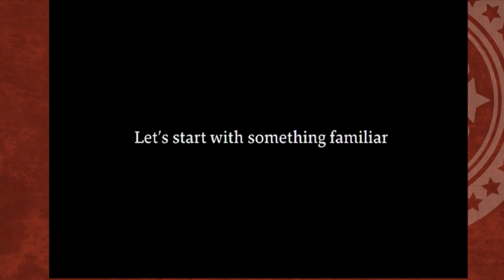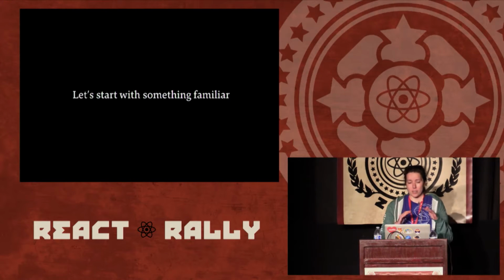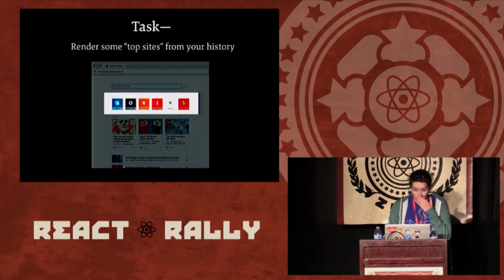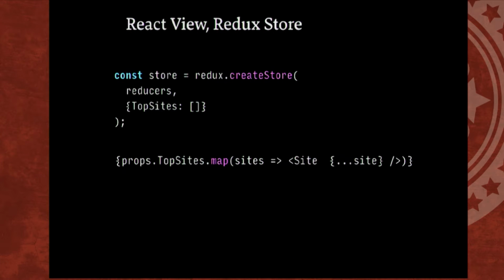Okay. But before we talk about some of the better ways to handle this complexity, let's start with a model of concurrency that we're already familiar with. So we're going to start with a task, very simple. We're going to ask the Firefox parent process to get the most frequent sites from the history database, and then render those results in the content process in React. So this stuff, you know this, right? We're going to create a Redux store, connected to a reducer that's going to process our top sites. We're also going to have some kind of component that's going to render them.